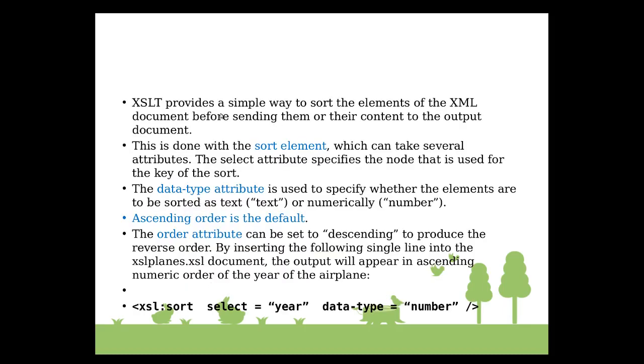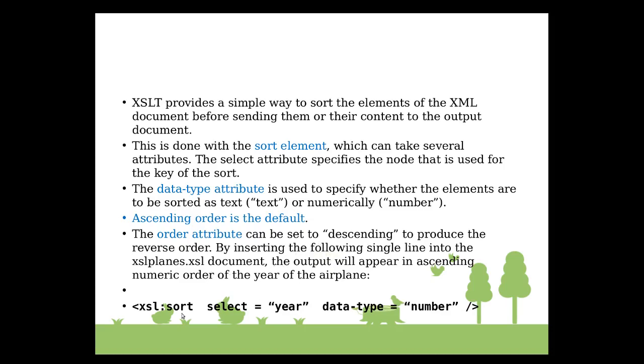XSLT provides a simple way to sort the elements of an XML document using the sort element. And this sort element has an attribute named data-type. This is used to specify whether the elements can be sorted as text or numerically. Ascending order is the default order of sorting. So the order attribute is also there, which can be set with the value descending to produce the output in reverse order.